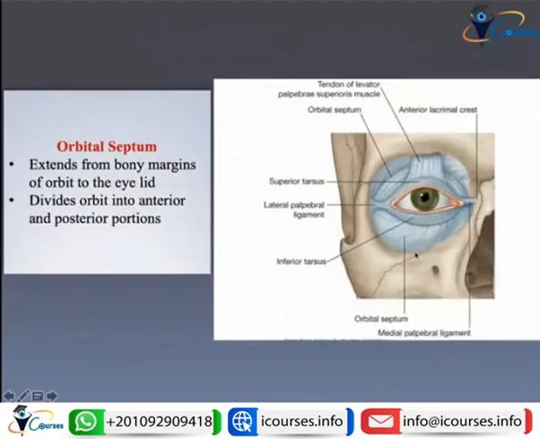Another important structure of the orbital fascia is the orbital septum, and this will divide the orbit into an anterior compartment and a posterior compartment. This will be discussed in detail tomorrow in the lid lecture.